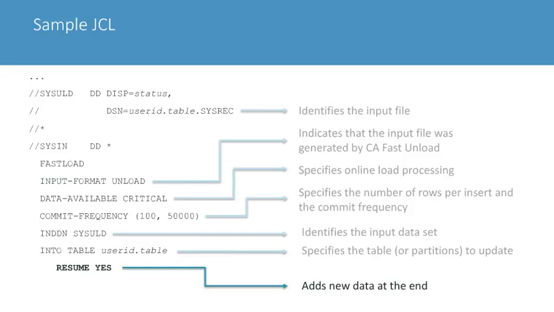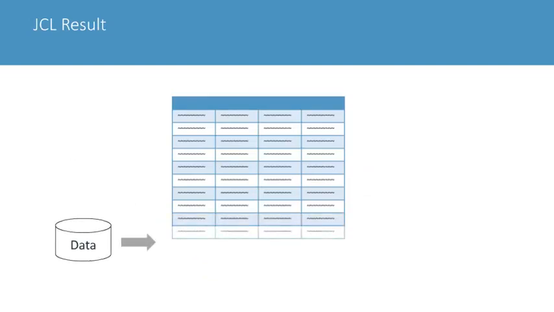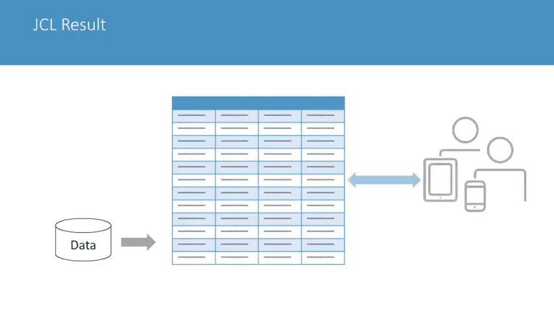We now submit the job. The job executes, inserting the data at the end of the table. While the data loads, other users can view and update the table. They will only see the data that's been committed. When the data is finished loading and the changes are all committed, users can see and use all of the new rows.